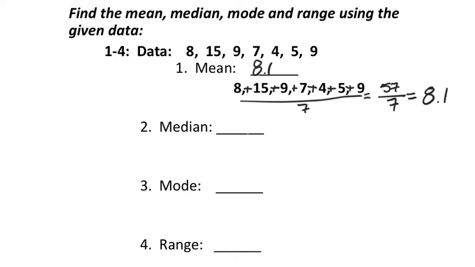Now we want the median. To find the median, we need these numbers in order from least to greatest. I see 4 is the least. Then 5 is the next least, so we use these two up. And 7 is the next least, and then 8. And then there are two 9s, and then the 15. We use them all up.